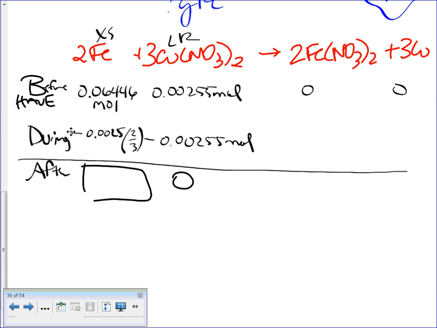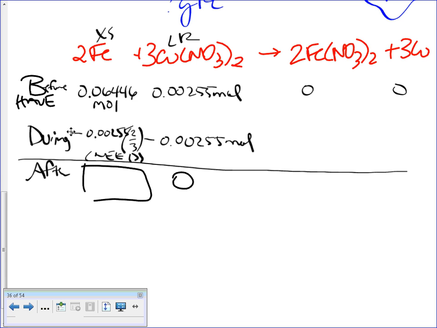So this right here, where's that on your paper previously? Find it. 0.00255 times 2 over 3. That's the need. I'm literally right in the table saying this is how much I need of the LR to react with the iron. Or I'm figuring how much of the iron I need to react with the LR. So I'm actually doing that in the table form. So tell me, when you subtract 0.006446 minus this mathematical calculation, what do you get?